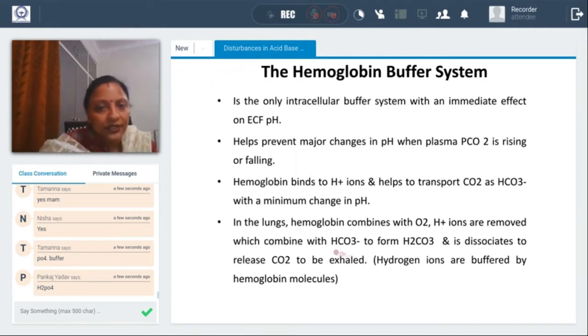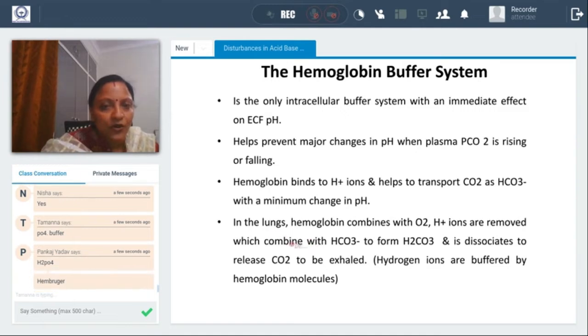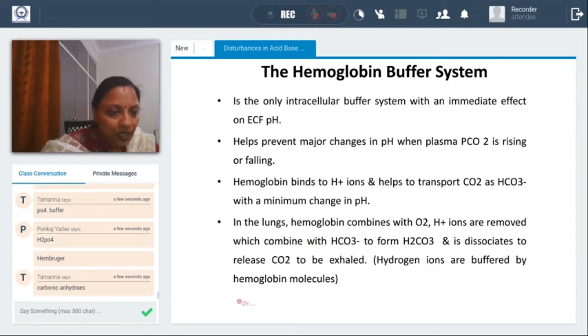Which enzyme is important in this reaction? Please write in the box. Carbonic anhydrase. Please write in the box which enzyme is important.